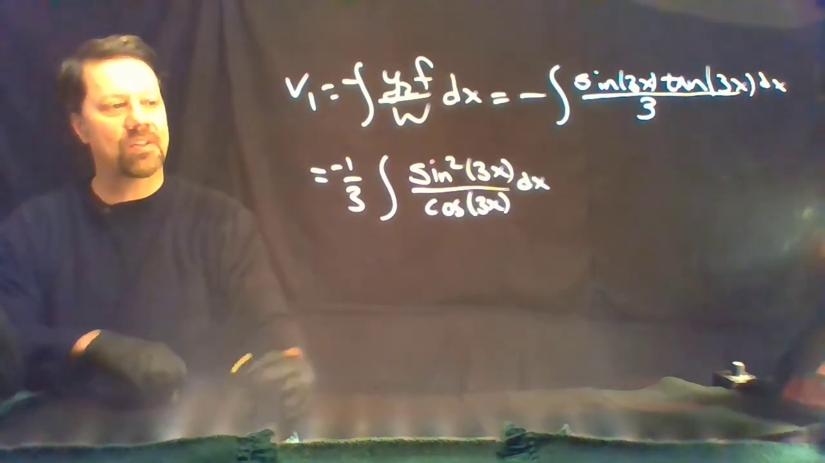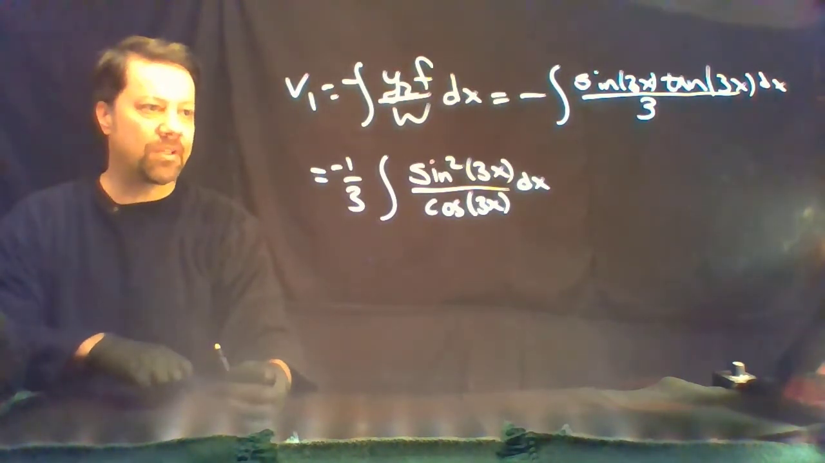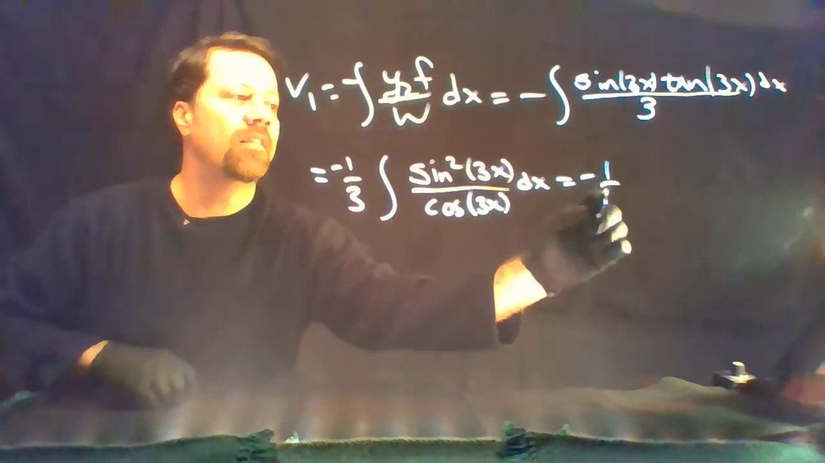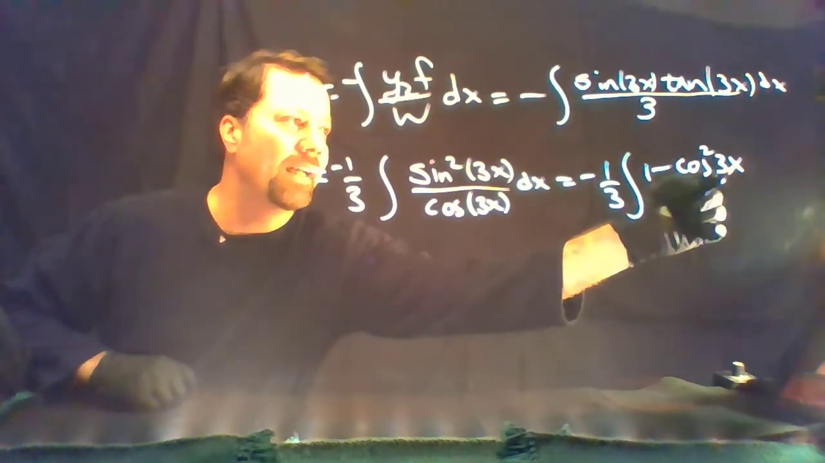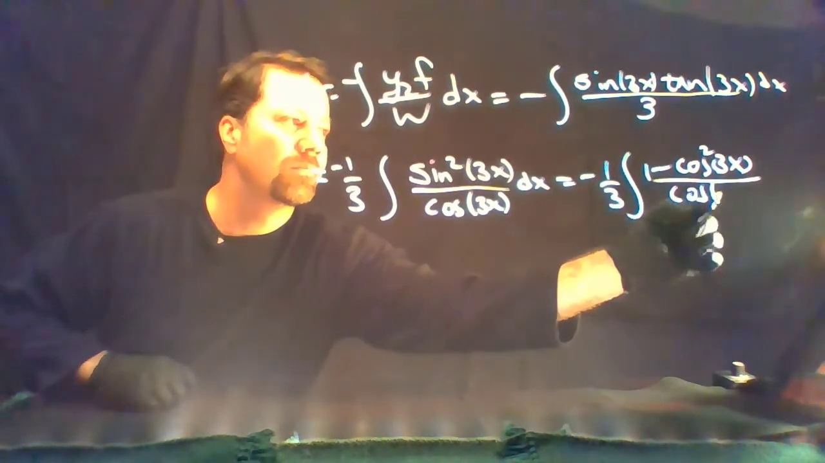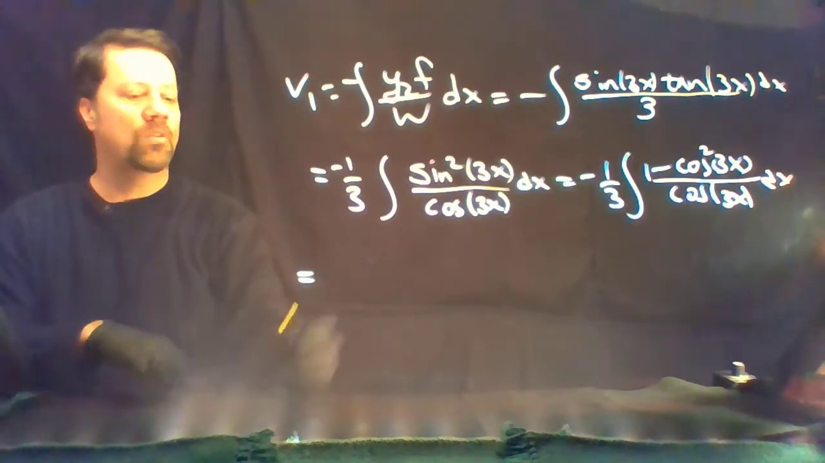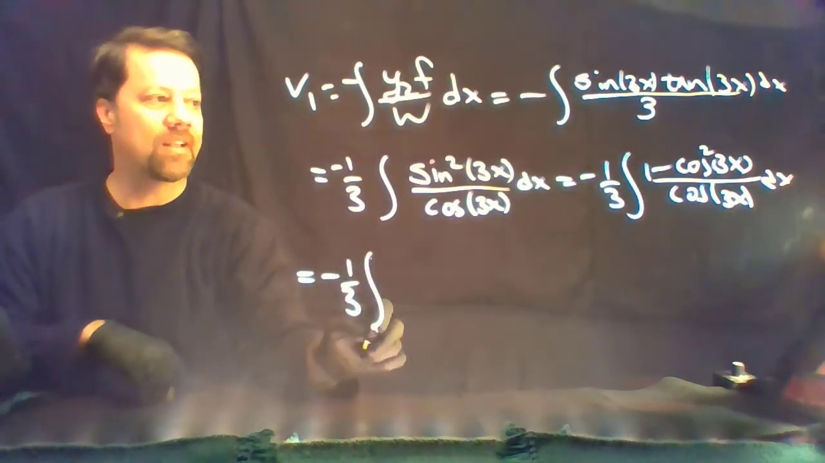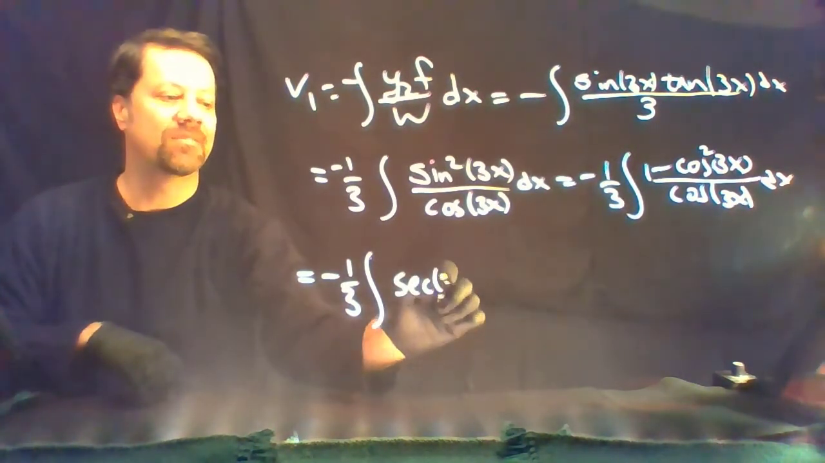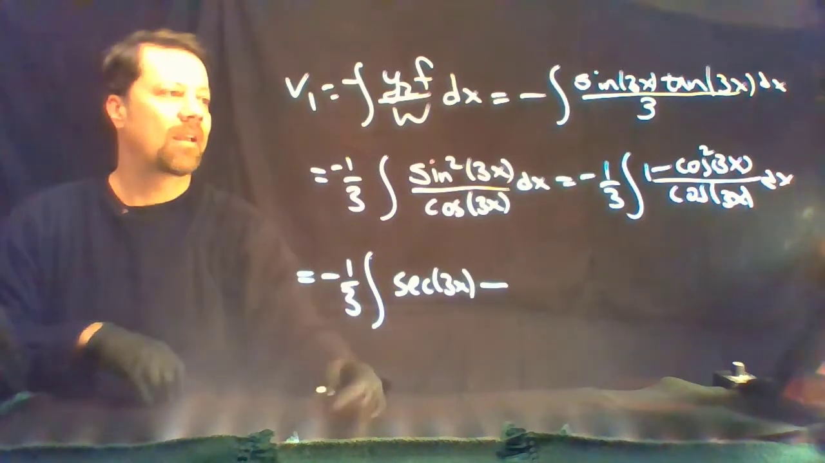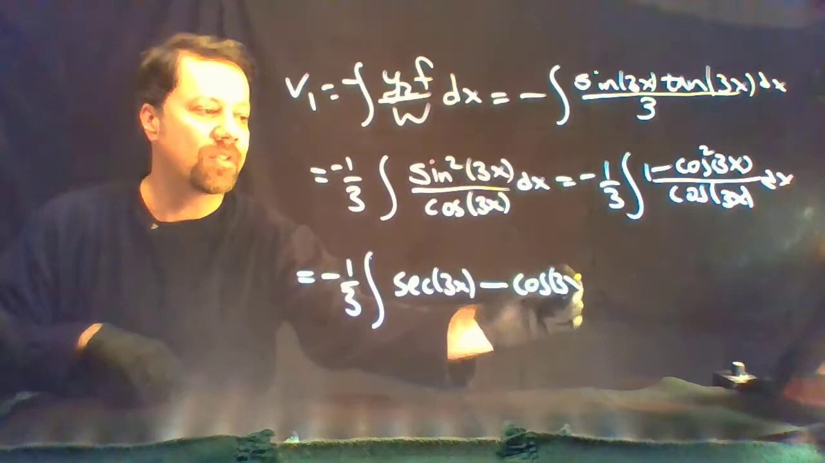To integrate this, we need to use the Pythagorean identity for the numerator to convert that into 1 minus cosine squared of 3x, which we may write as minus 1/3 the integral. 1 over cosine is secant, and then cosine squared over cosine is just cosine.